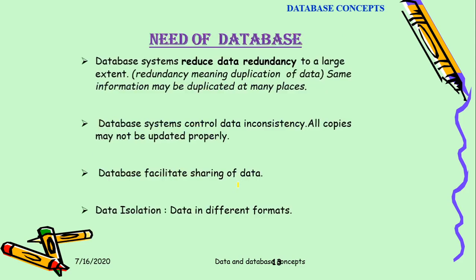So what is the need? A database system reduces data redundancy. Data redundancy means duplication of the data, so it does not allow entering duplicate information in the database. The database system also controls data inconsistency, where all copies may not be updated properly.